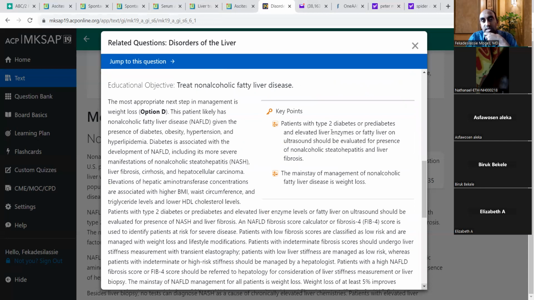So patients with type 2 diabetes or pre-diabetes and elevated liver enzymes or fatty liver on ultrasound should be evaluated for presence of non-alcoholic steatohepatitis and liver fibrosis. The mainstay of management for non-alcoholic fatty liver disease is weight loss.